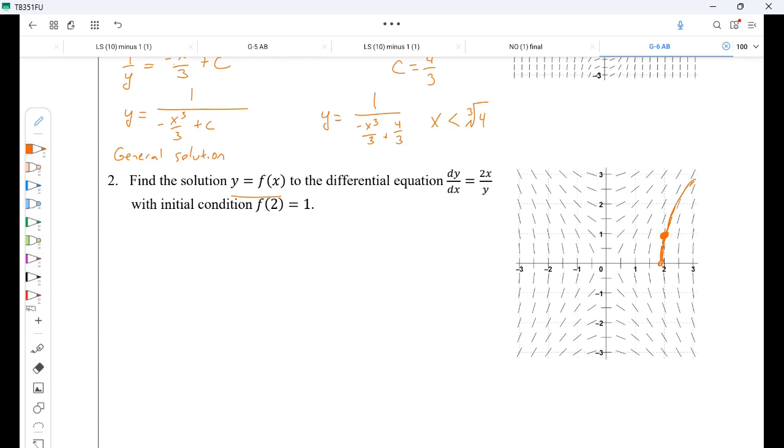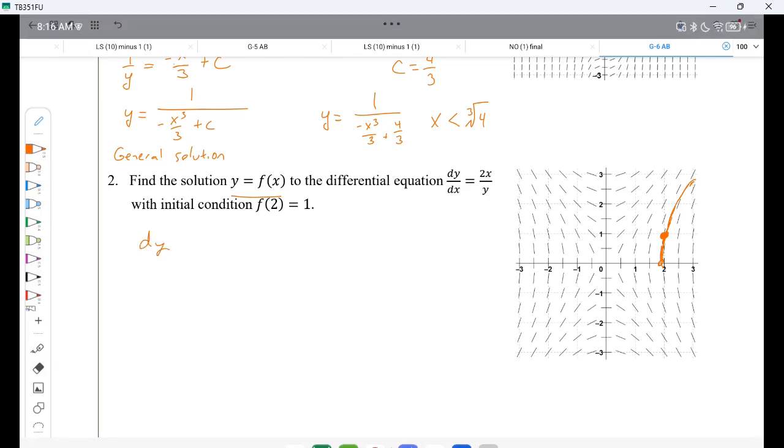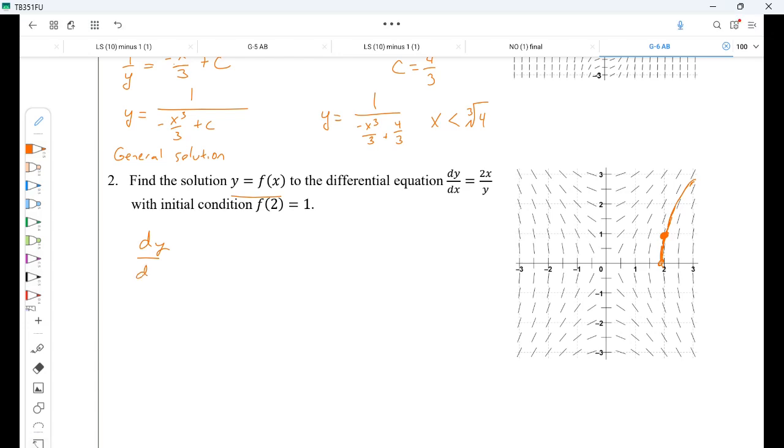I'll write myself a note on this one to tighten this up a little bit. Okay, so we end up, again, the major part of this is doing this stuff. dy/dx, we've got 2x over y. So we're going to have y dy equals 2x dx. We'll integrate, which is going to give us y squared over 2 equals x squared plus c.